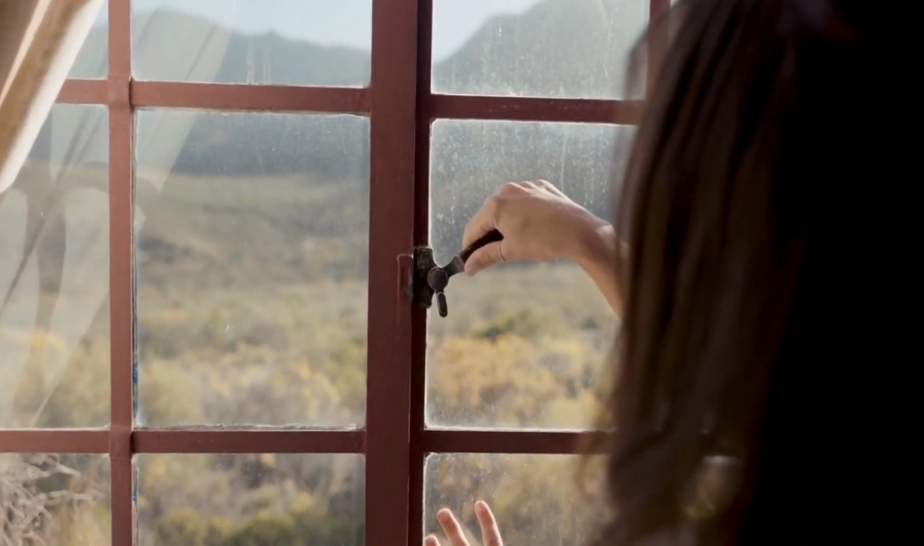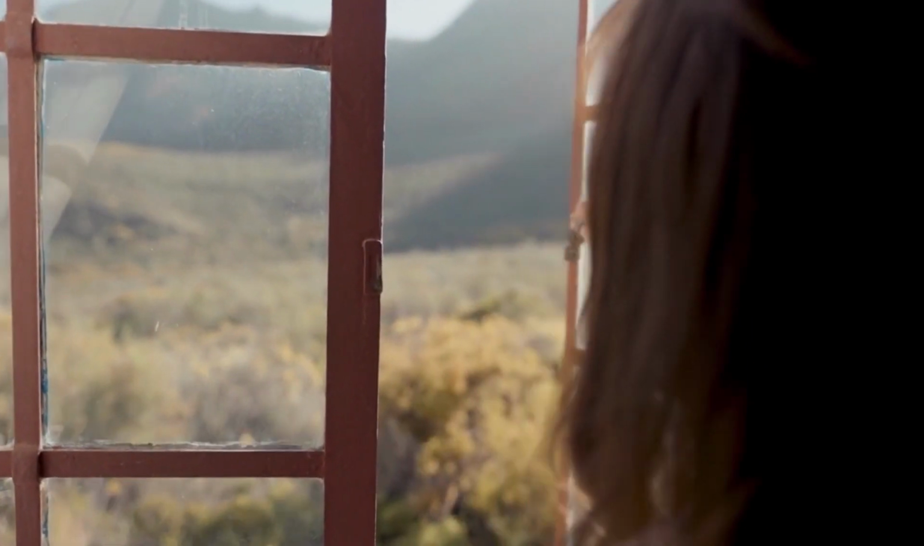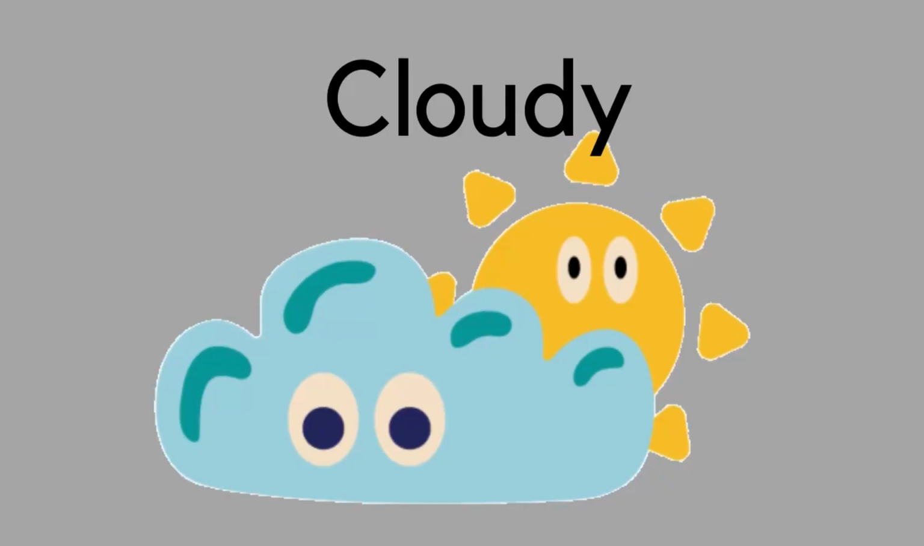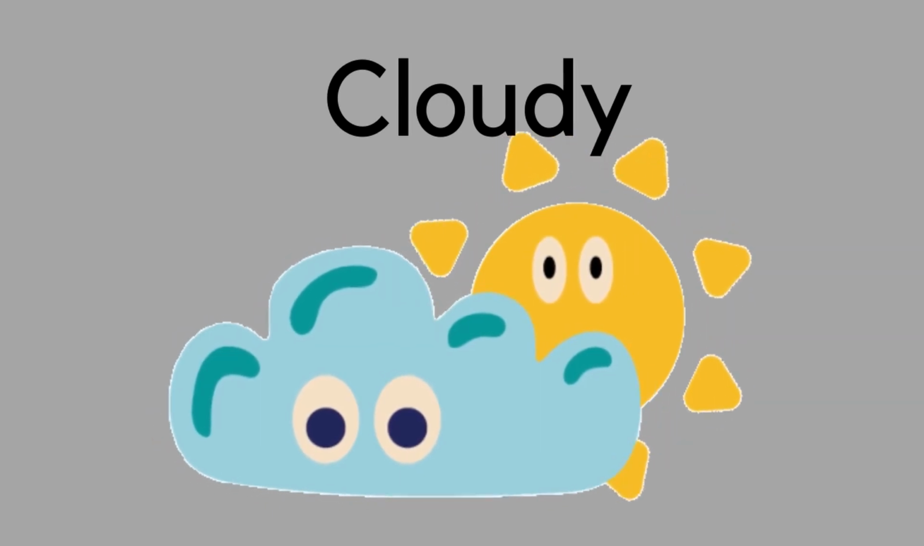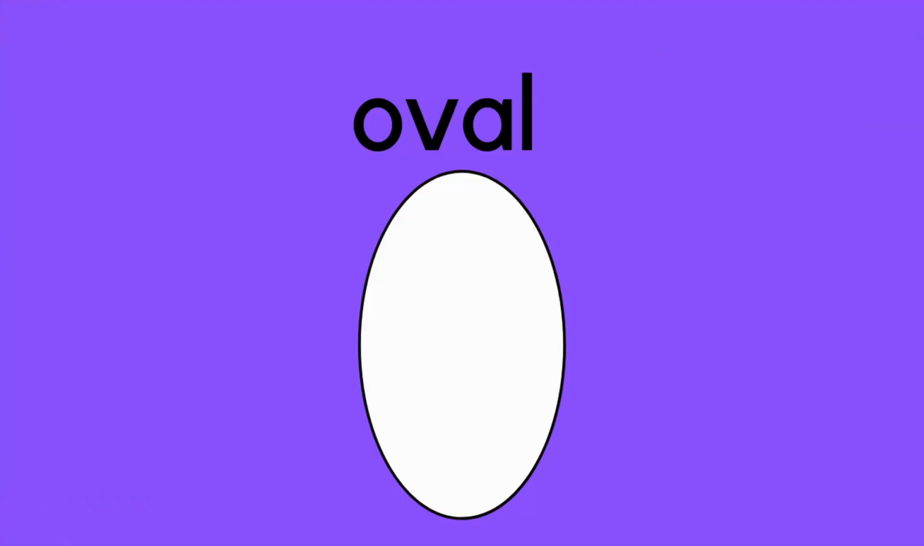Now we can take a look out the window and see the weather for today. Well, it's a cloudy day today. Now let's talk about our shape of the day for today. Our shape of the day today is an oval, just like the shape of an egg.